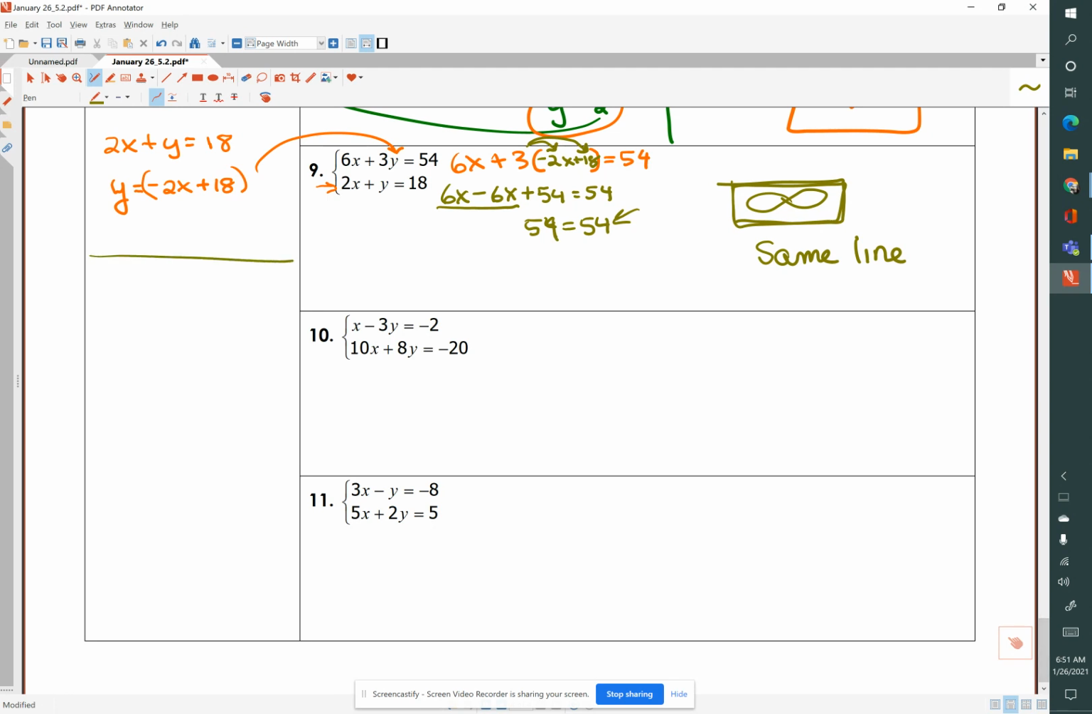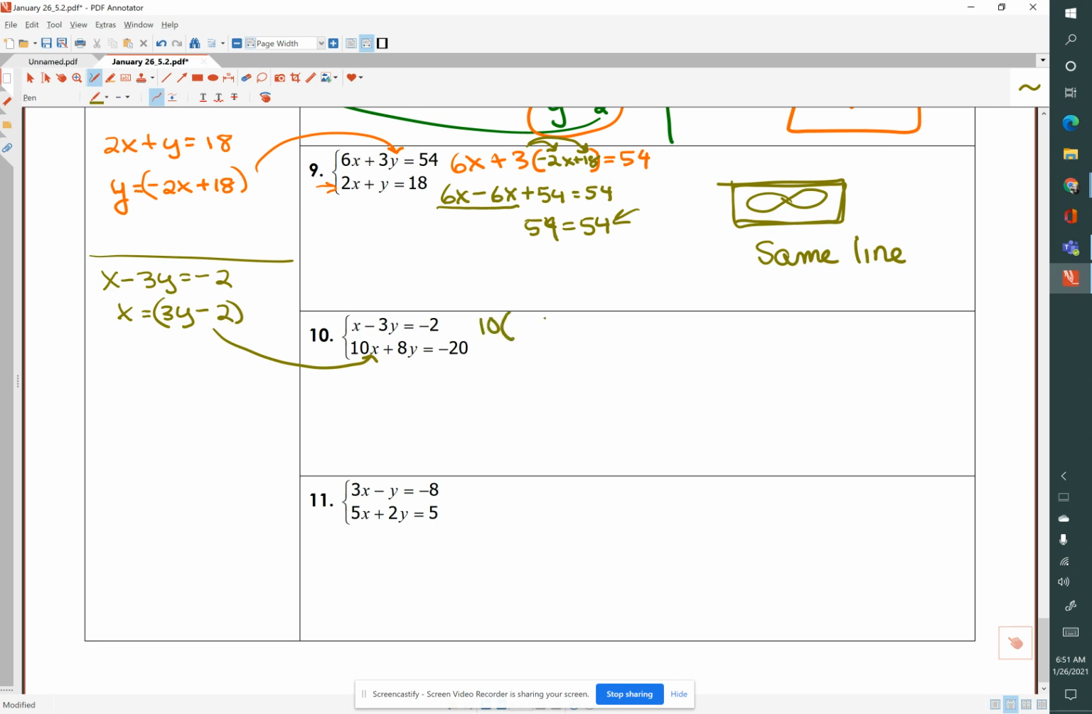Okay, let's do number 10. I'm going to solve the first equation for x. So I have x minus 3y equals negative 2. And I just move 3y to the other side. So x equals positive 3y minus 2. And I'm going to substitute that for x in the second equation and solve for y.